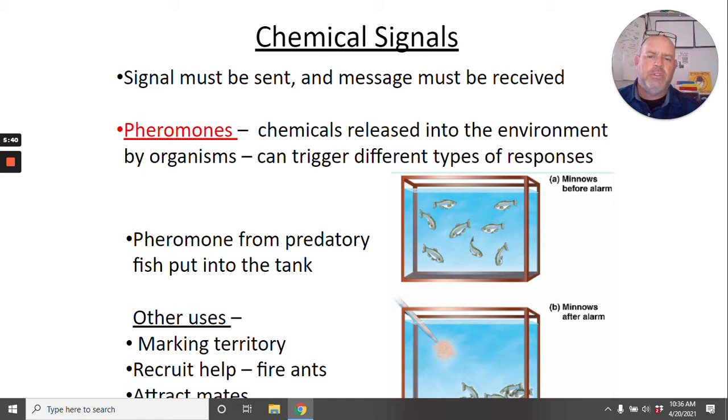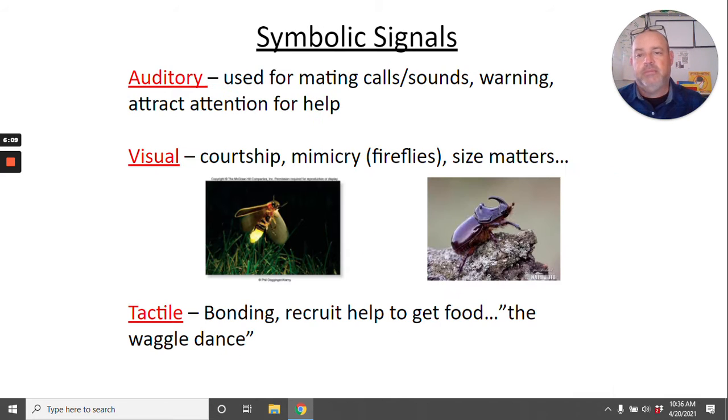So this little example here, if you look at the minnows in the tank right here, they're all kind of spread out, swimming, minding their own business, having a good time. But then when you put the pheromone, if you look at the bottom one, they put the pheromone from one of their predators in the tank. Look where they all go. They all duck and cover, right? They're all in the corner huddling together for safety. And the predator's not even there. It's just the pheromone. So they can be really strong, send really strong messages.